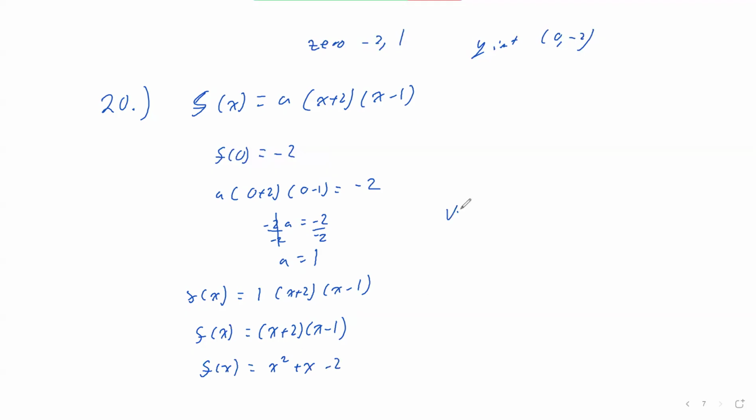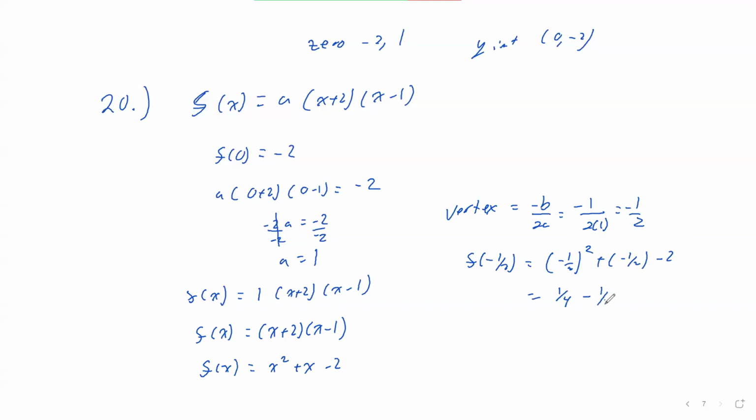So then to find the vertex, that's going to be negative b divided by 2a. So that's negative 1 divided by 2 times 1, which is negative 1/2. Then I'm going to find what the function is at negative 1/2. That's negative 1/2 squared plus negative 1/2 minus 2. So that gives you 1/4 minus 1/2 minus 2, which is negative 1/4 minus 2, and that gives me negative 5/4. So my vertex would be negative 1/2 and negative 5/4.